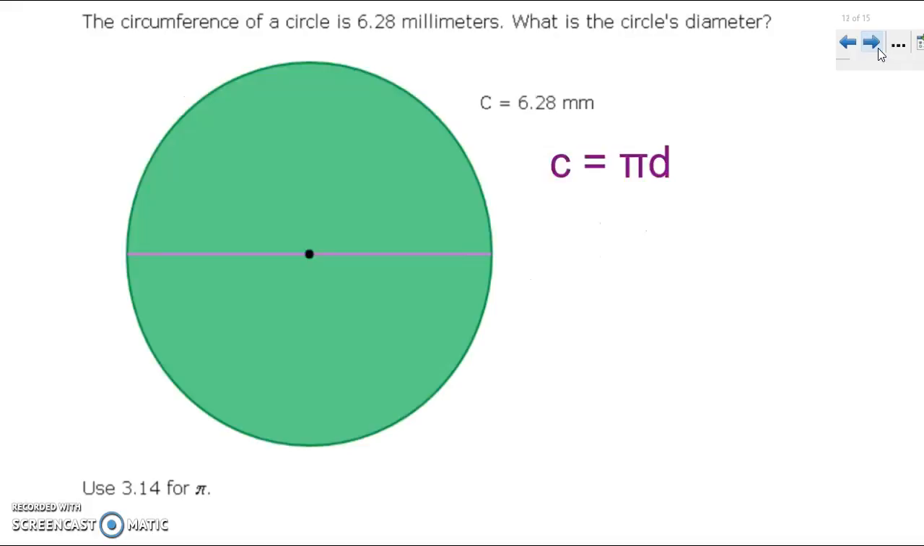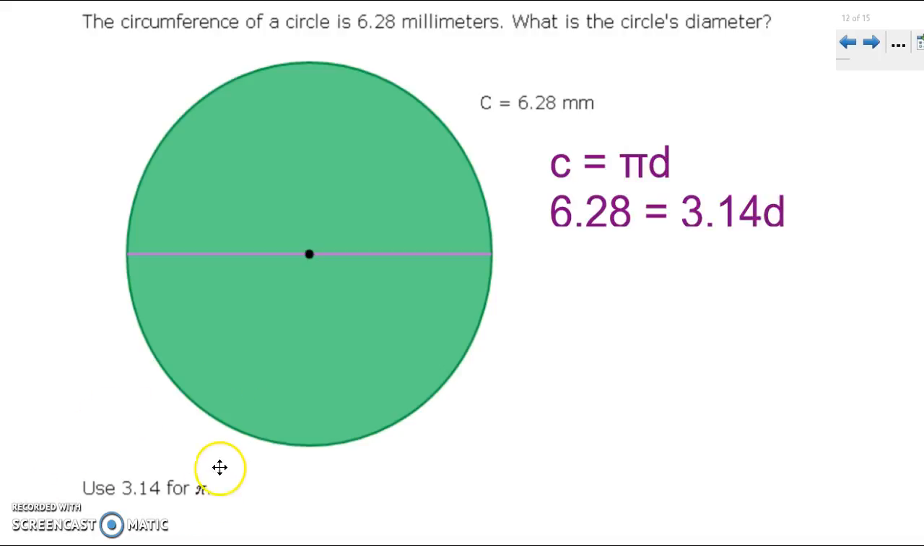Here, they're asking me to do something a little bit different. So you'll notice the questions range from fairly basic applications to pretty deep. This one's giving you the circumference and asking you to work backwards to find the diameter. They tell me that the circumference is 6.28. Now I'm remembering my circumference formula is pi times diameter. So I'm going to actually set it up this way. 6.28 is the circumference, and that's 3.14 times the diameter.